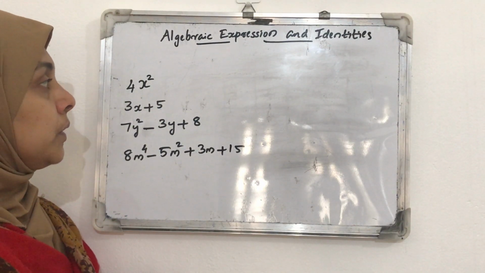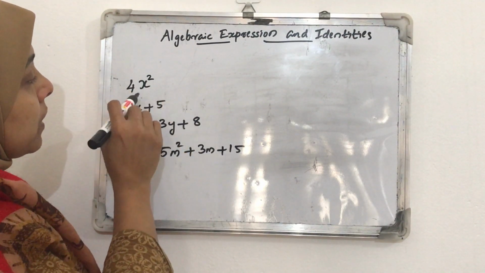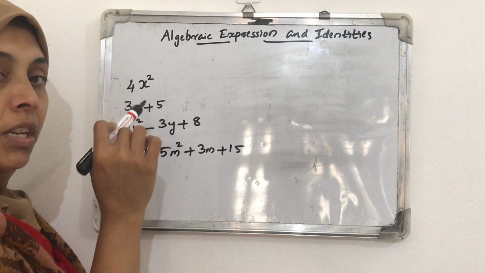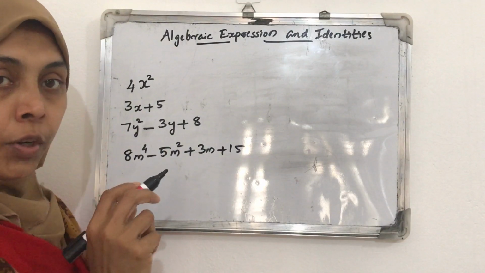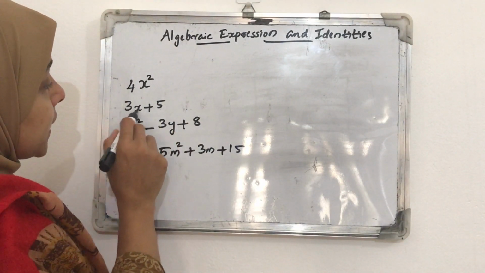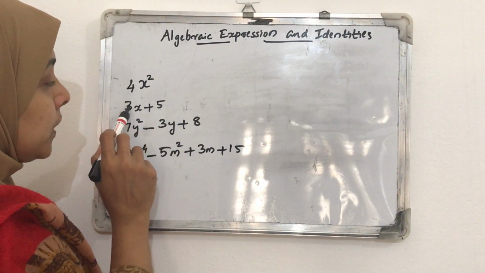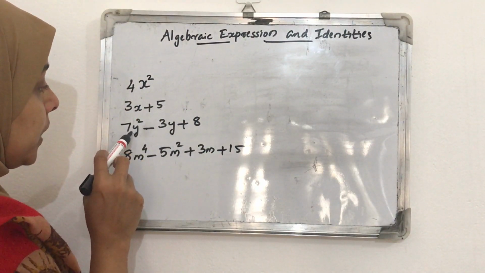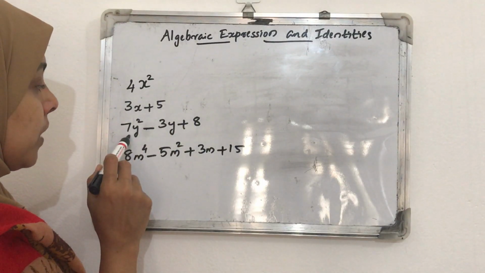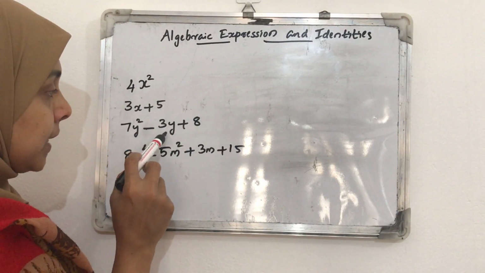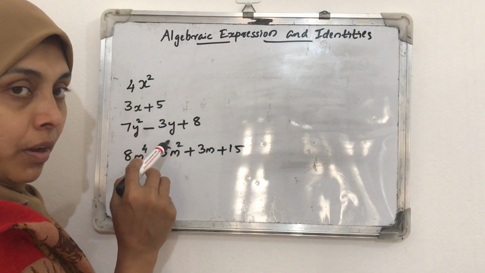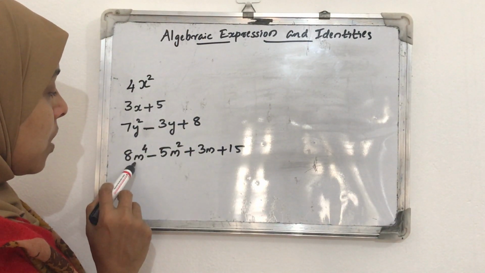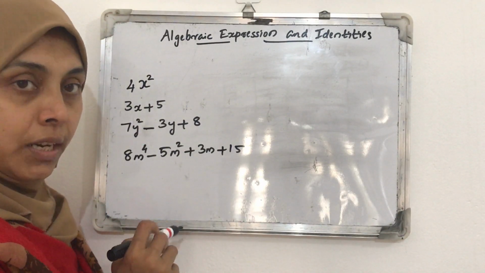Okay. Now different terms. Now first here look 4x square. In this case, first example, there is only one term. Okay. Now, but when we consider the second example, here we look 3x plus 5. There are two terms. Okay. Now, in these three terms are there. One term is 7y square. Second term is minus 3y. Okay. And third term is 8. And the last expression we have 1, 2, 3, 4 terms.